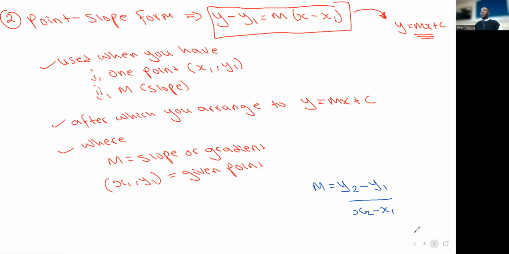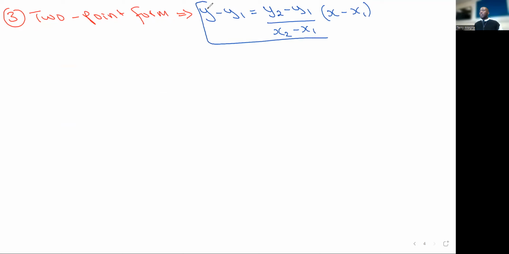x2 minus x1. So we're going to have the same thing, y minus y1, but instead of the m, we're going to have y2 minus y1 divided by x2 minus x1, and we still maintain x minus x1. Are you seeing it? Then, as usual, when you're done, you rearrange it and leave it in the slope-intercept form, which is y is equal to mx plus c.